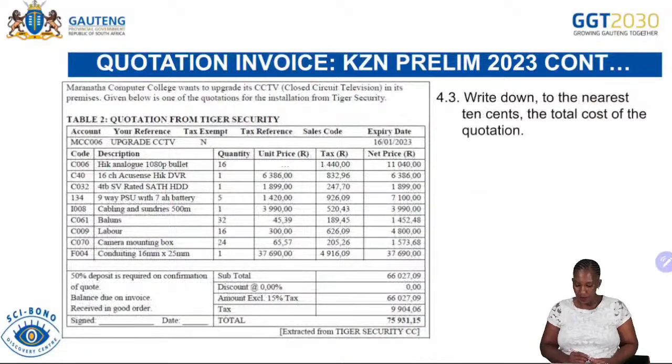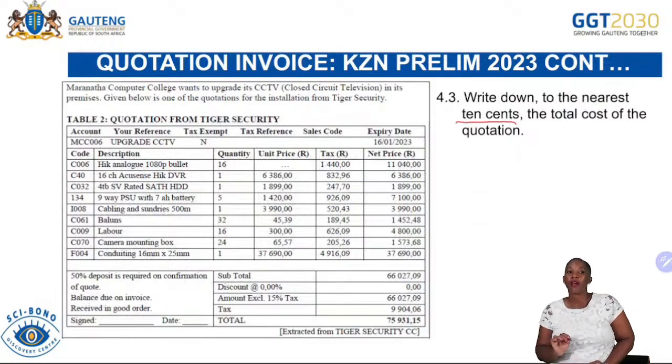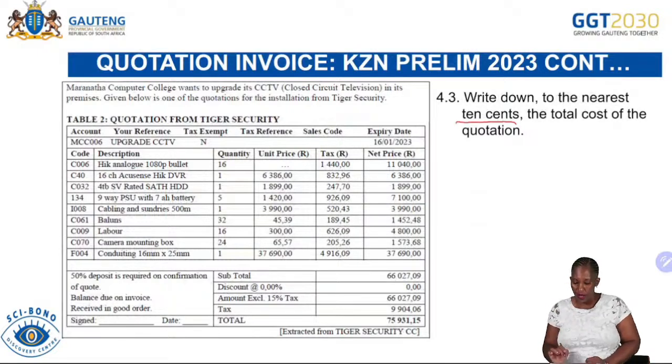So boys and girls, as you can see, now it says write this one. The next question: write down to the nearest 10 cents. And boys and girls, rounding up is so important. You get penalized for not rounding in a correct way. The total cost of the quotation. Now they say round the total cost of the quotation to the nearest 10 cents. And now the total cost of the quotation is what?